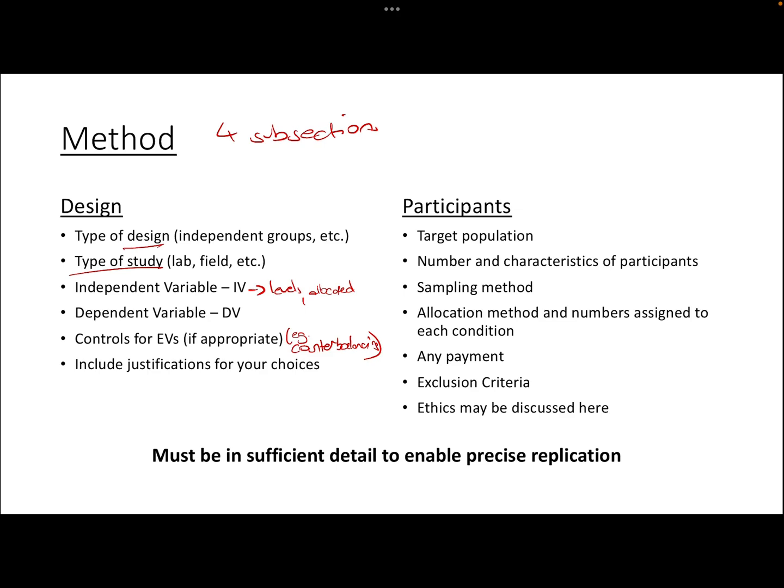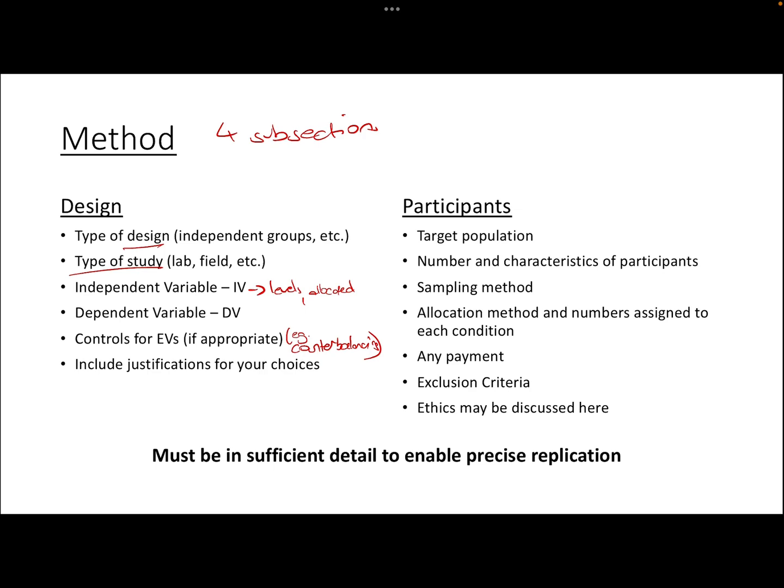What was our process for sorting them into A, B, for example. And there might be justification for our choices. So if we chose an unusual design, or if, say, it was unethical to perform a lab experiment, we had to take advantage of a natural experiment, then we would justify why that's the case there. We then talk about our participants.